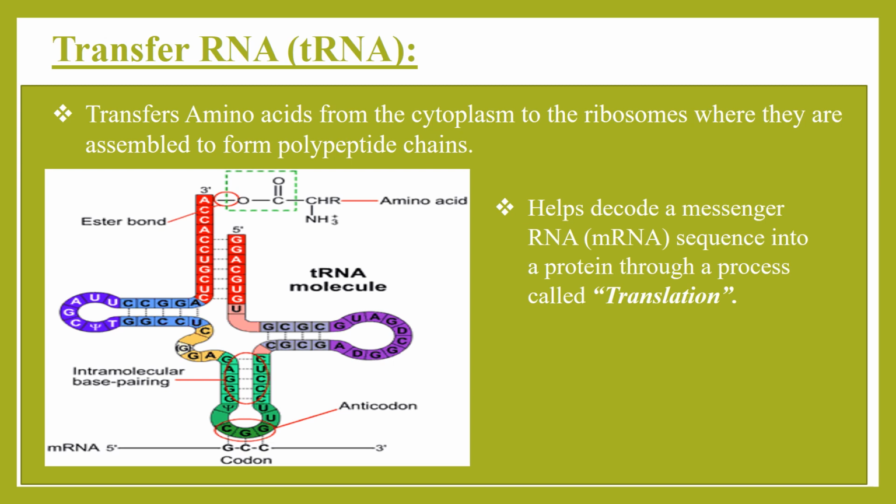Transfer RNA. Transfer RNA transfers amino acids from the cytoplasm to the ribosomes where the amino acids are assembled to form long polypeptide chains, which are then later on folded to make certain proteins. Transfer RNA helps in decoding the messenger RNA sequence into proteins through a process called translation.